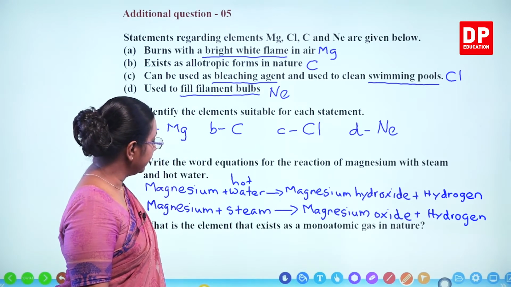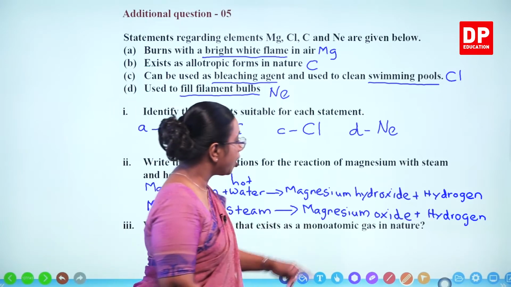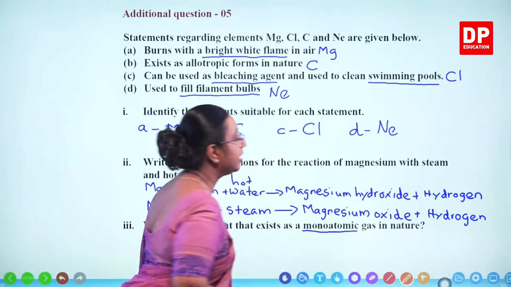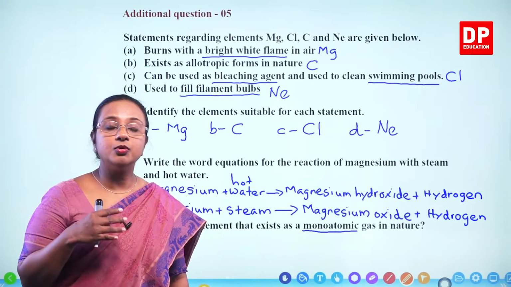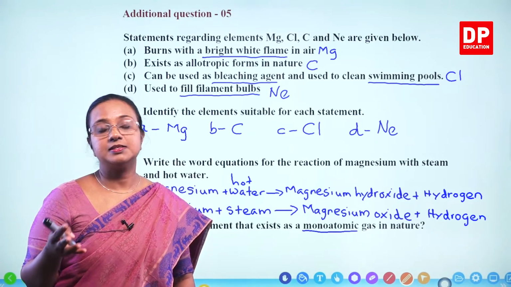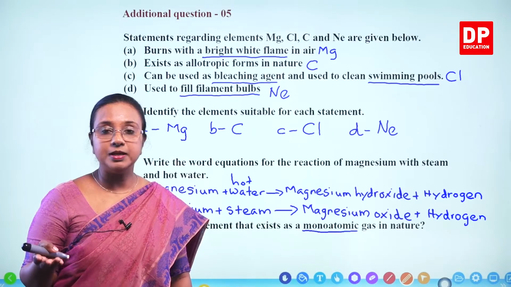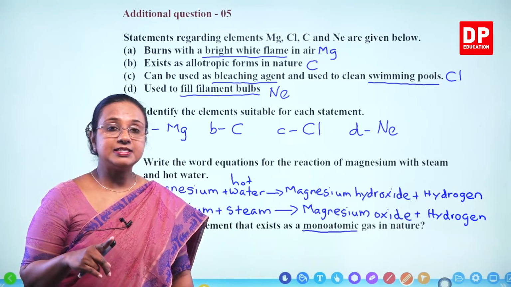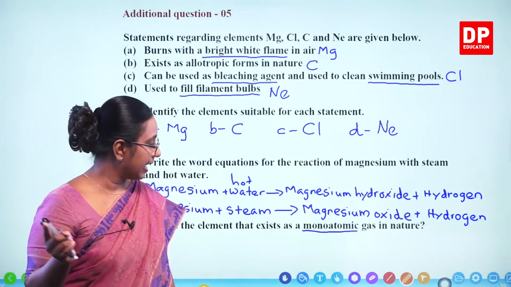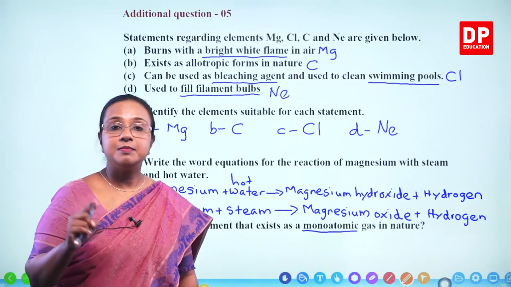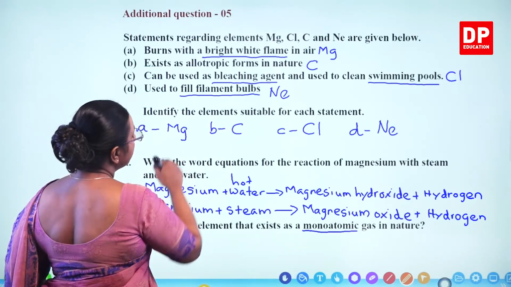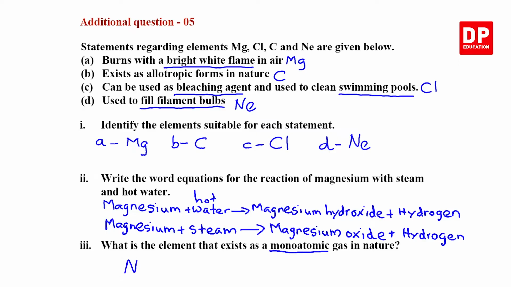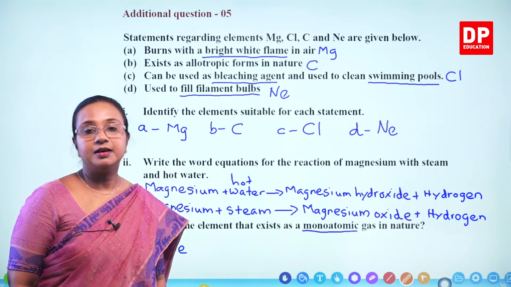Then what is the element that exists as a monoatomic gas in nature? Normally, the group 8 elements, they don't react with other elements. They don't form homoatomic molecules. So, they exist as monoatomic gases. One atom itself becomes the gas, monoatomic gases. Out of these, neon is the only noble gas. So, this exists as the monoatomic gas.